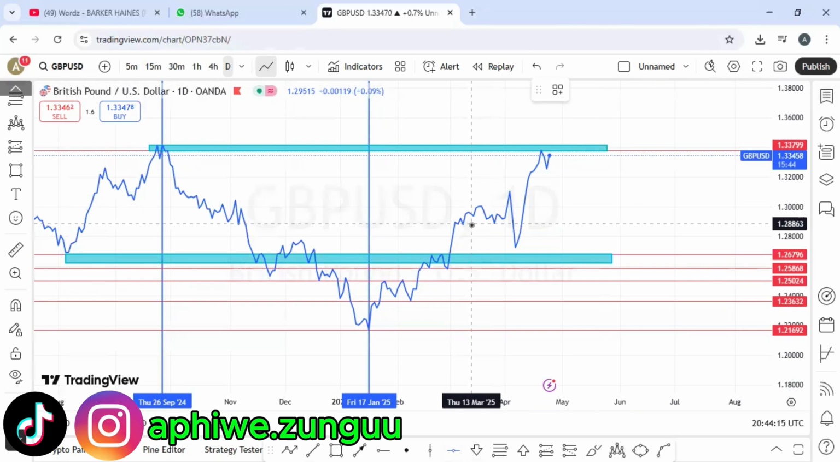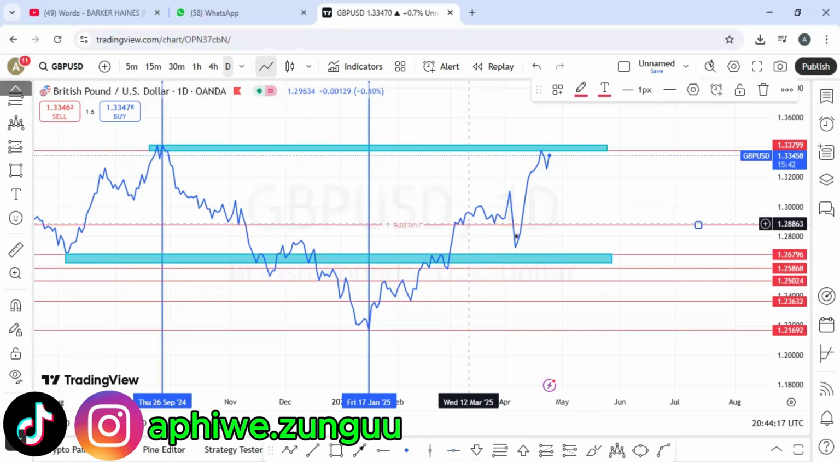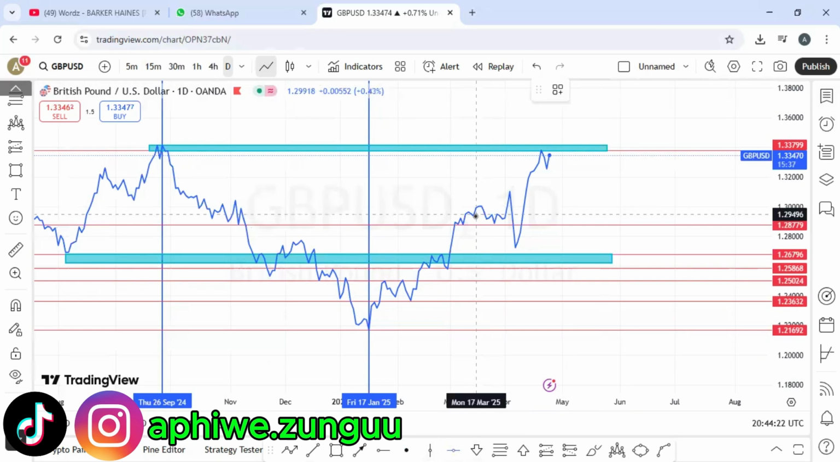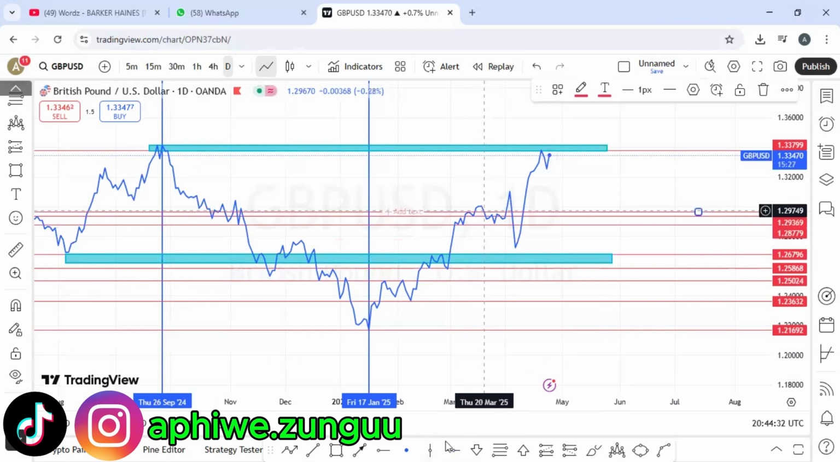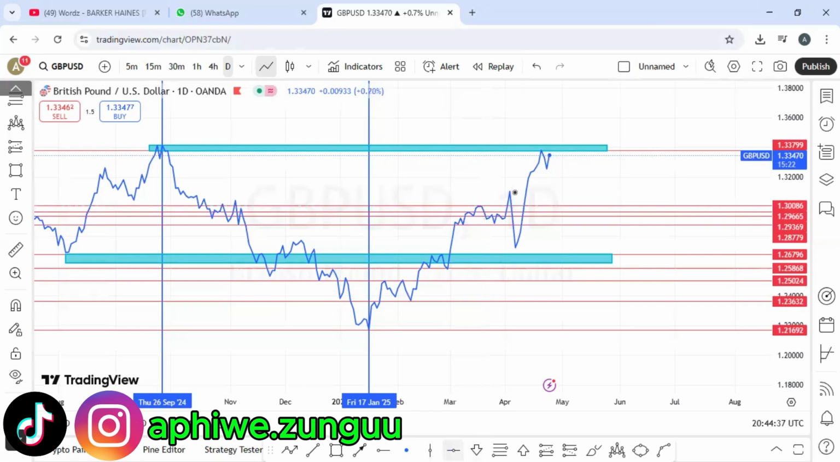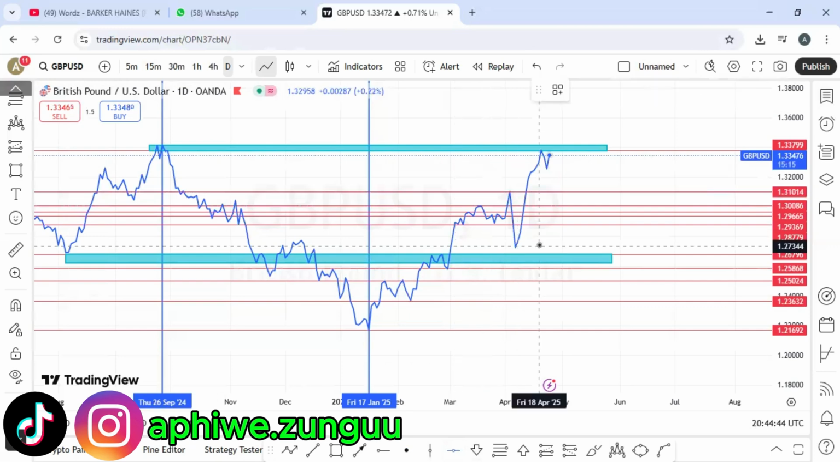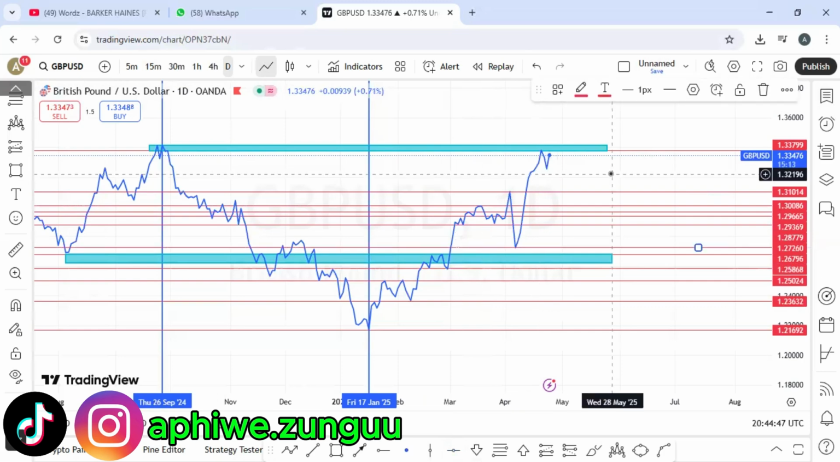So as you can see, low right there, cancel this one too, and then we had a high, and we had another high right here, and another high right there, another one, another high, and then we had the low.